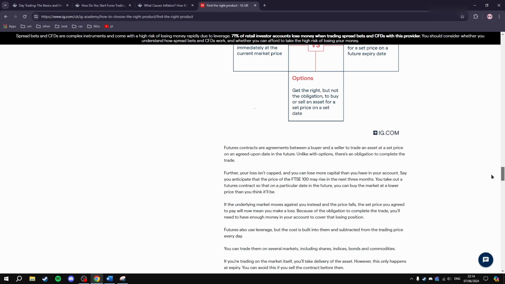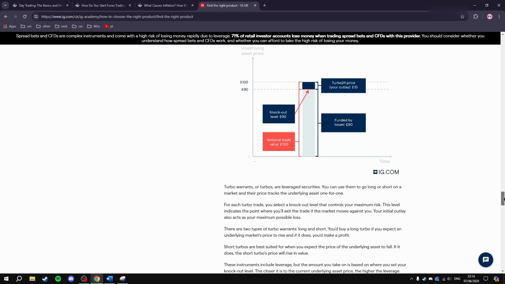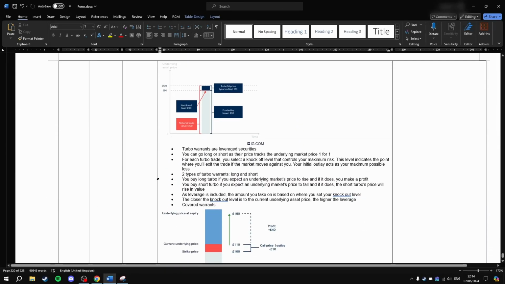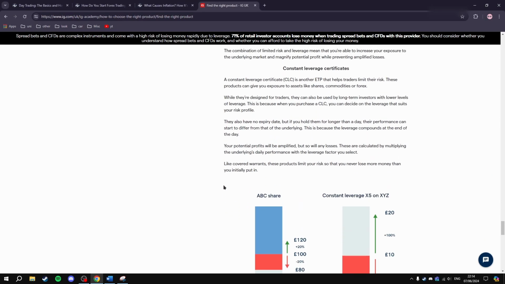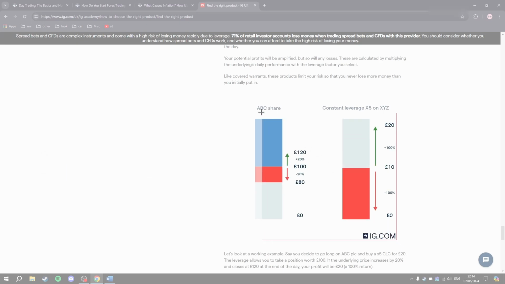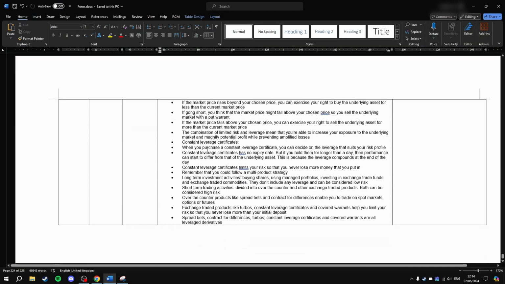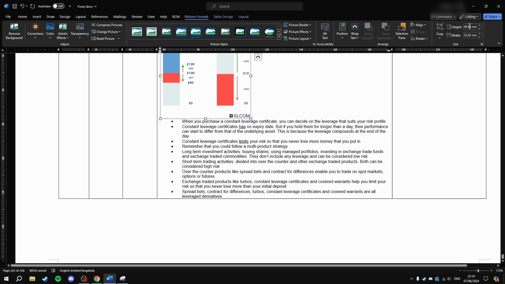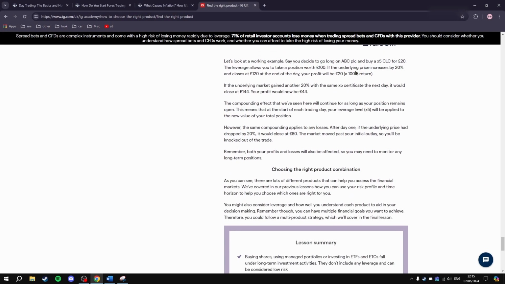Options, vanilla options, barrier options, spot futures, exchange traded products, turbo warrants, covered warrants, constant leverage certificates. Let's just copy this one in, might as well. Constant leverage certificates. Okay. Cool. Choosing the right product combination. Gone through that.